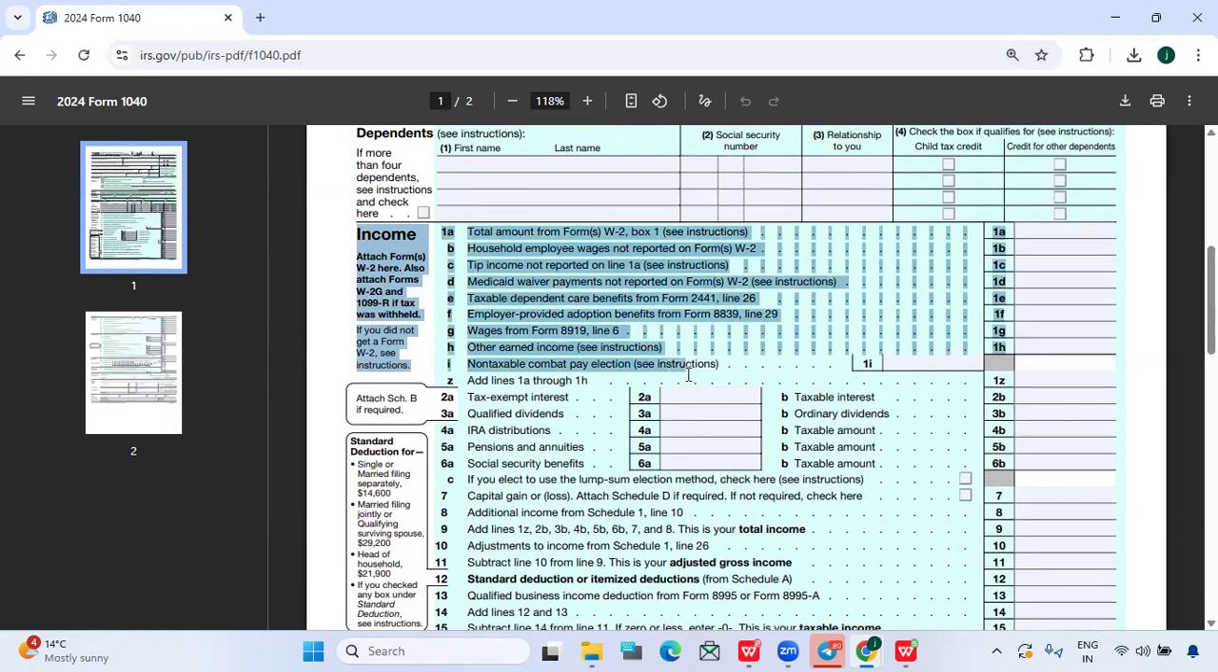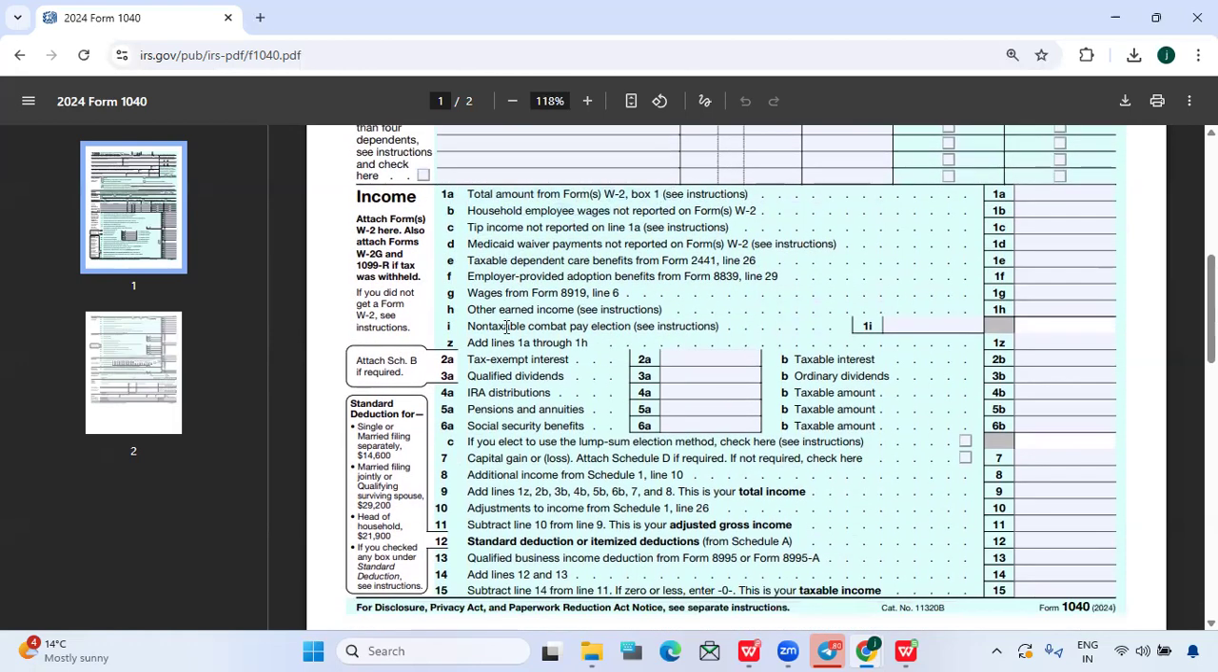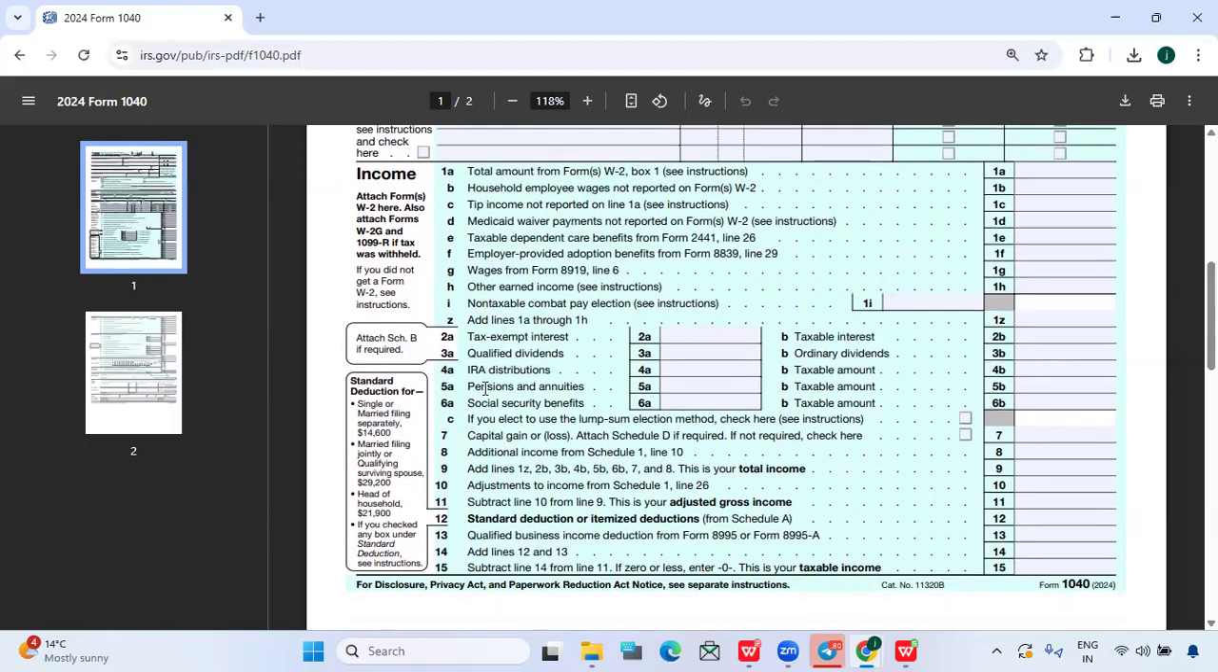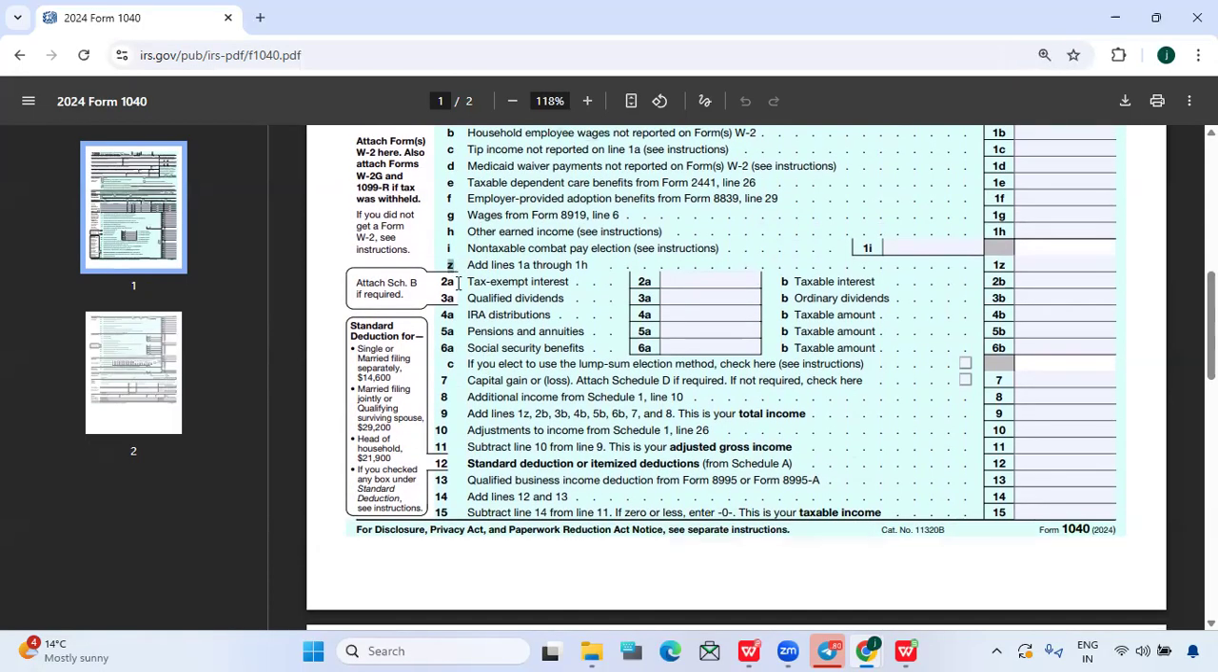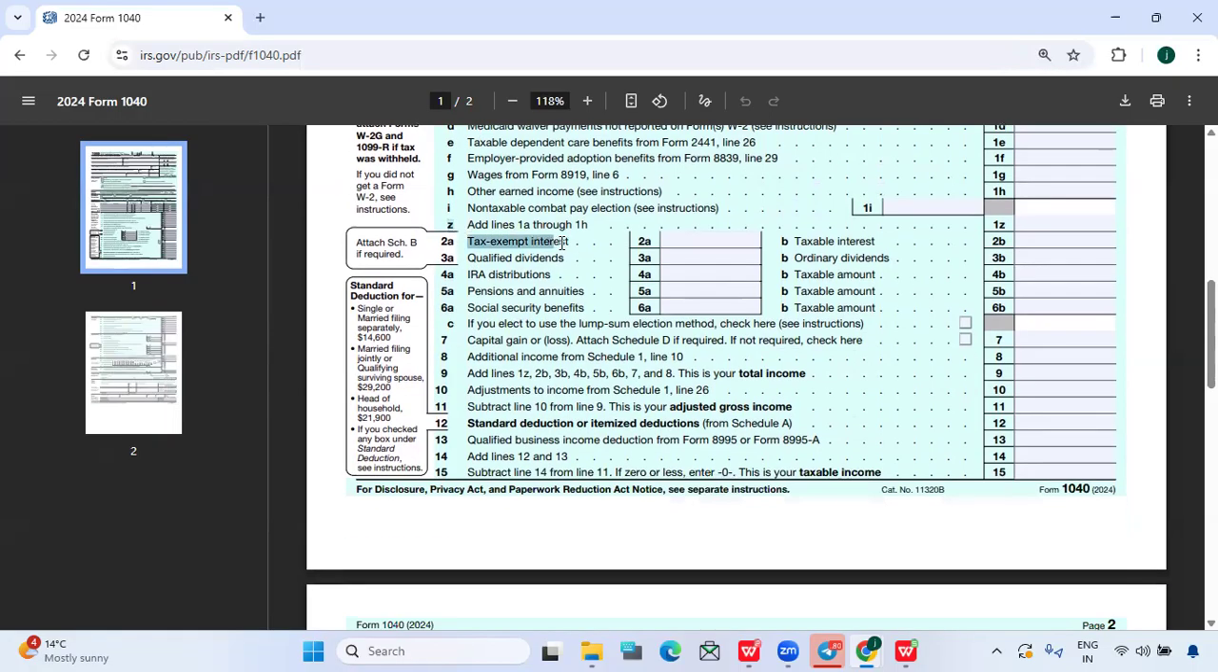The bifurcation we can see here, 1a to 1g, and also we have tax-exempt interest and qualified dividends, IRA distributions, pensions and annuities, social security benefits. So we will cover them one by one.